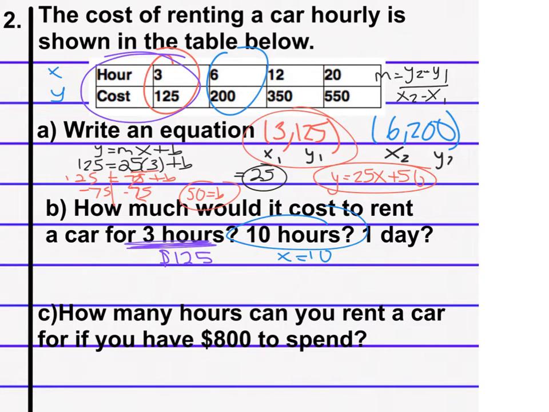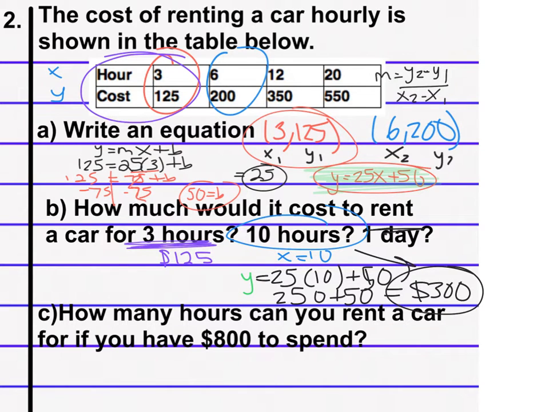I'm going to take my equation. My equation, which I will highlight in green, was y equals 25x plus 50. So I'm going to write y equals 25, and I'm going to make the x 10, plus 50. 25 times 10 is $250. Plus 50, it will be $300 for 10 hours. And we will skip 1 day.